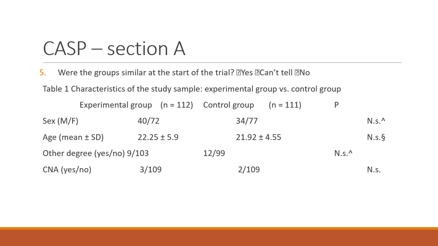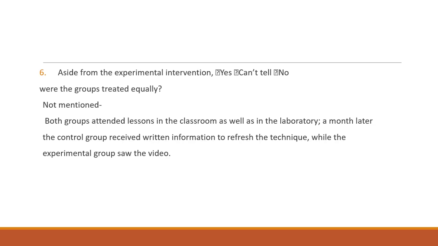Were the groups similar at the start of the trial? Table 1 in the article says characteristics of the study sample, experimental group and control group, and the p-value is not significant. So that means they were similar at the start of the trial. Aside from the experimental intervention, were the groups treated equally? It is not adequately mentioned, except there is a line that says both groups attended lessons in the classroom as well as in the laboratory. A month later, they went through the study.